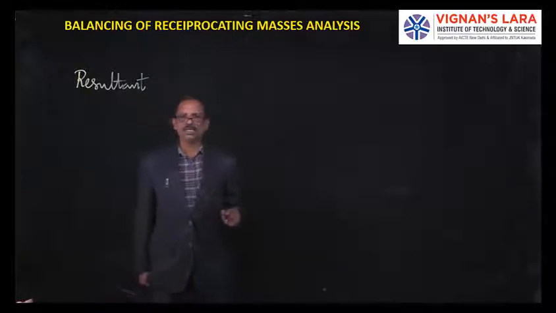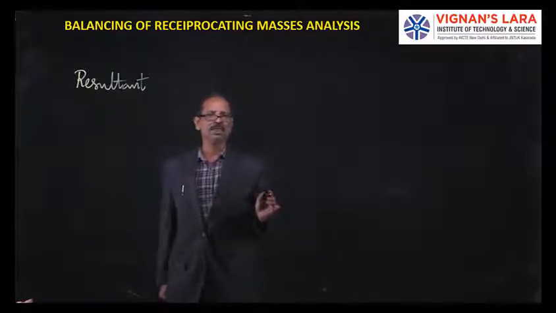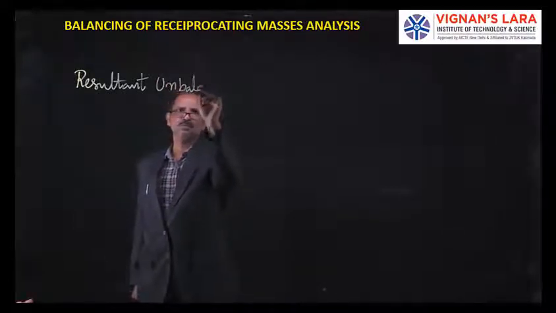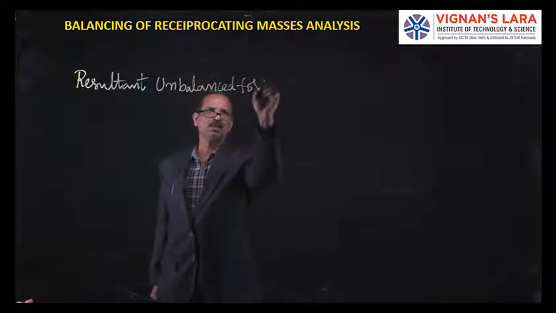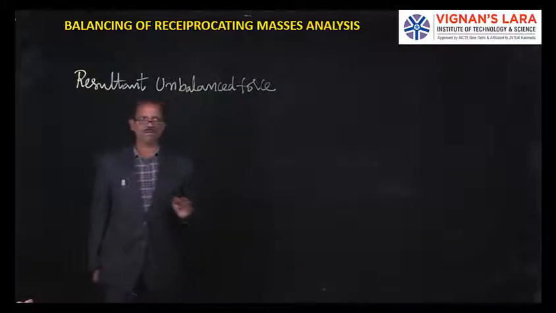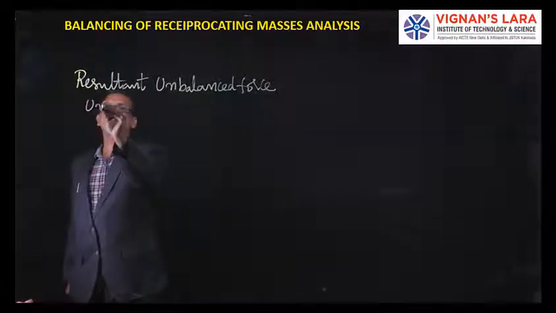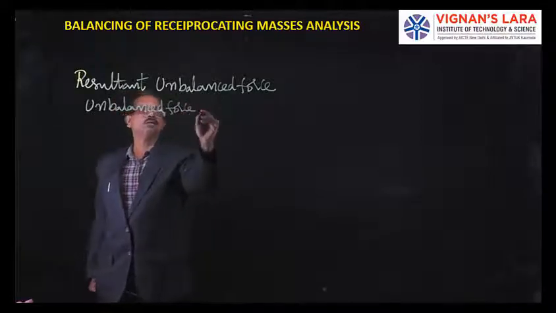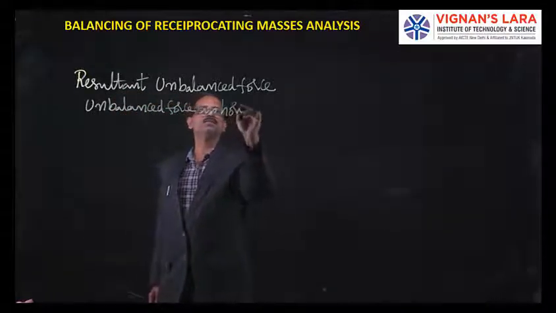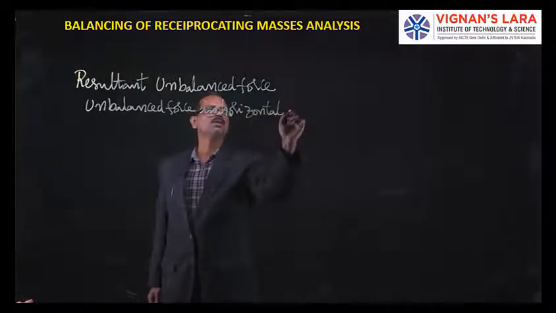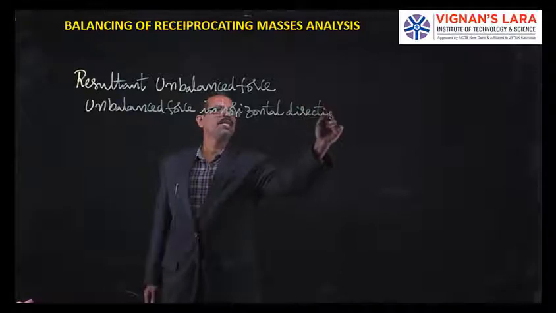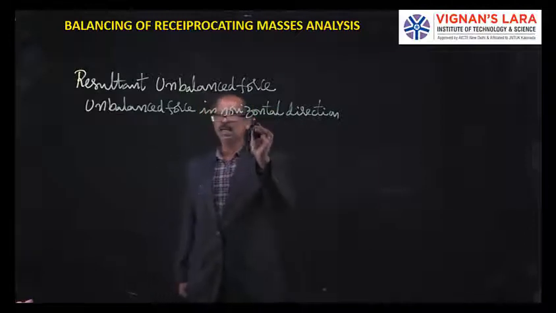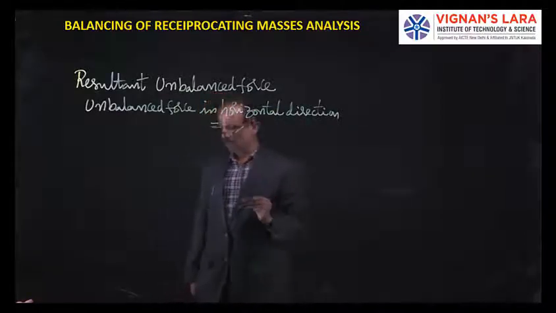the resultant of unbalanced force in x direction and y direction. So resultant unbalanced force. So we have seen the unbalanced force in horizontal direction is, how to get it? What is the unbalanced force existing and how much is balanced. The difference is the unbalanced force in horizontal direction. What is our unbalanced force?